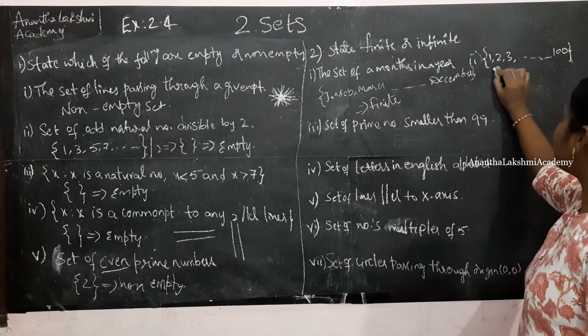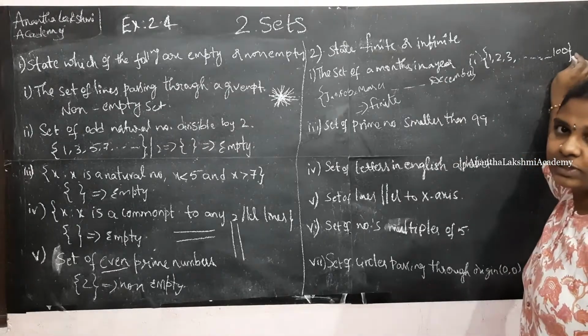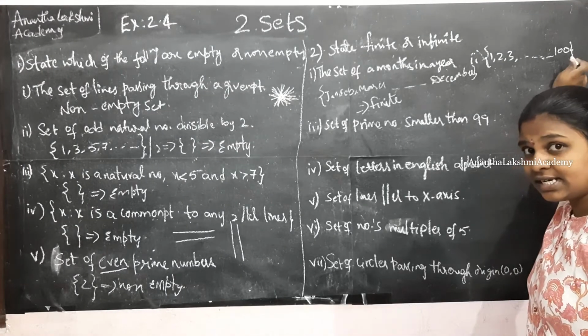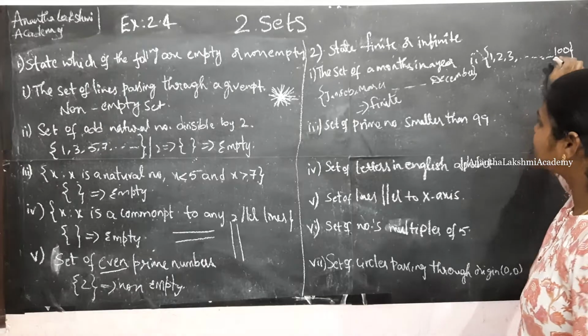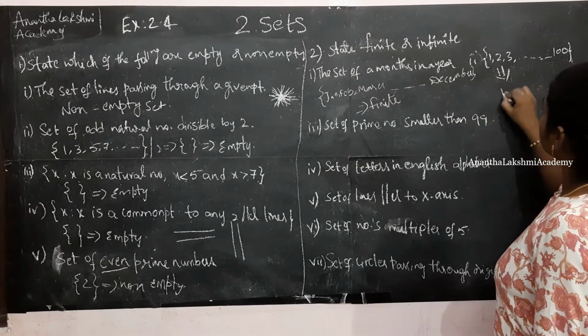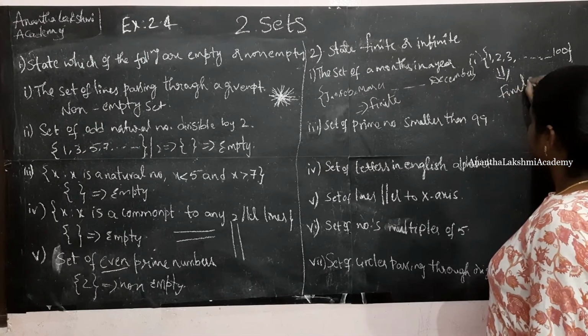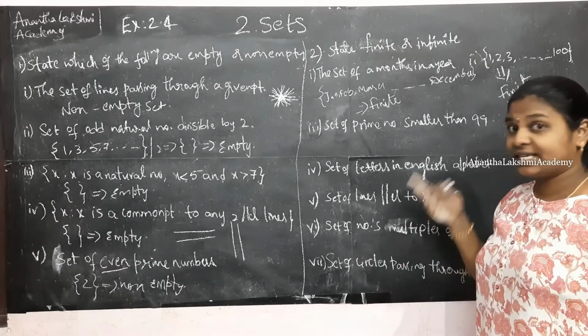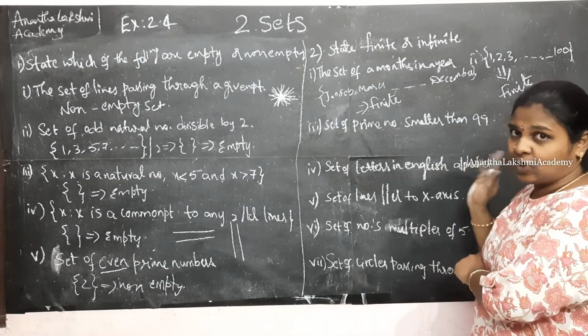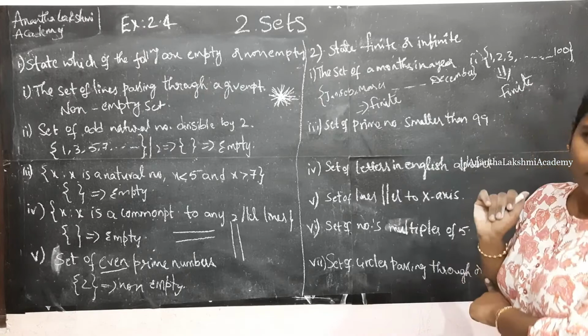The second bit: 1, 2, 3 and so on, and you have the limit for this till 100. So, there are 100 numbers. Now, this is also a finite set. Okay, if there is no limit, if the 100 is not there, then that is going to be an infinite set.